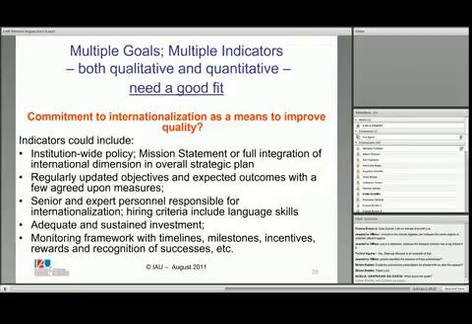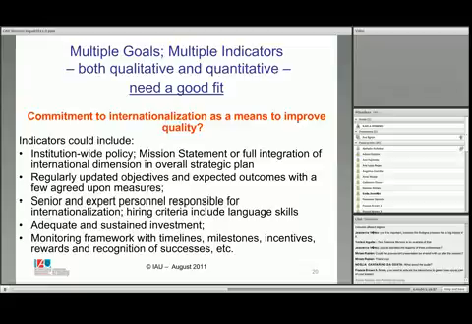are, for example, having an institution-wide policy. The presence of a policy is an indicator that there is commitment to this. A mission statement that spells out why and how internationalization is important, and in the best of cases, the full integration of internationalization into the institutional overall plan. There are many universities today that no longer develop an internationalization policy, if you will, but they infuse their overall strategic plan with the international dimension. It becomes an integral part of the policy planning process.